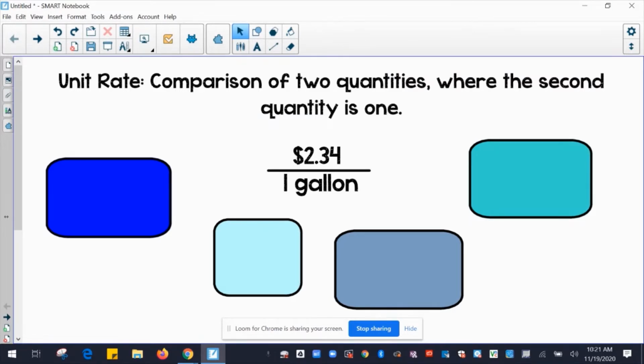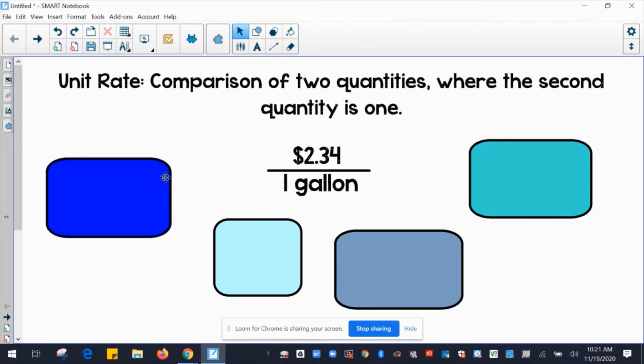For example, is it more meaningful to know that gas costs $2.34 per gallon, or that I could get 427 thousandths of a gallon of gas per $1? The second might not be easily converted to other quantities of gas based on the number of dollars I have. So the first unit rate would be more meaningful.